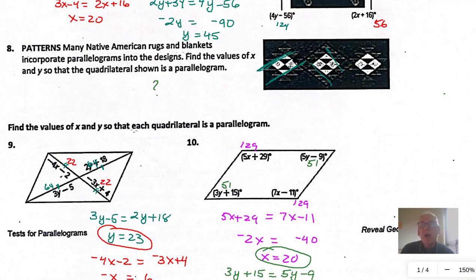Number eight, I don't have the numbers that I can see for number eight, but this might have something to do with finding the slopes of these opposite sides to show that the opposite sides are parallel to each other.